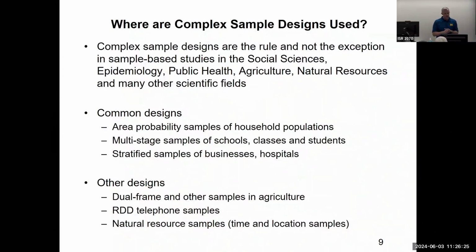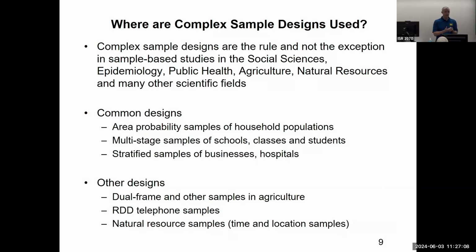Other types of designs you'll run into: dual frame samples, where sometimes you'll see a sample that has landline telephones and mobile phones. That's an example of a dual frame study. Split plot sampling in agriculture, where you divide a plot up into many different regions and draw samples of soil or something like that from those different plots. RDD telephone samples can be complex in nature as well. Certain areas or area codes tend to be oversampled. Natural resource samples: we draw more samples early in the morning than in the evening. Oversampling from particular times of day, oversampling from particular locations.